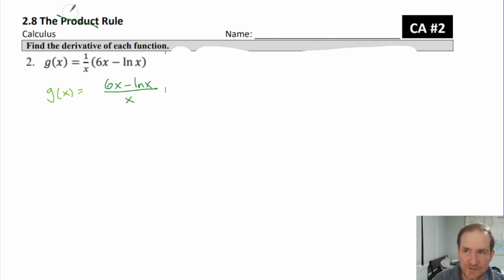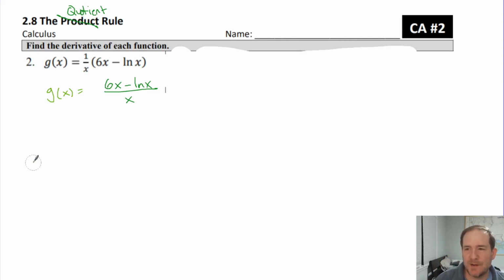Even though it says product, just do quotient, because on the quiz you're going to have that opportunity. I think pretty much always, however you see a way to do the problem, you can do it. If you can do it by rewriting it and then using power rule, do it. If you see a way to do it as quotient rule instead of product rule, that's fine. And if you see a way to do it as product instead of quotient, that's fine.